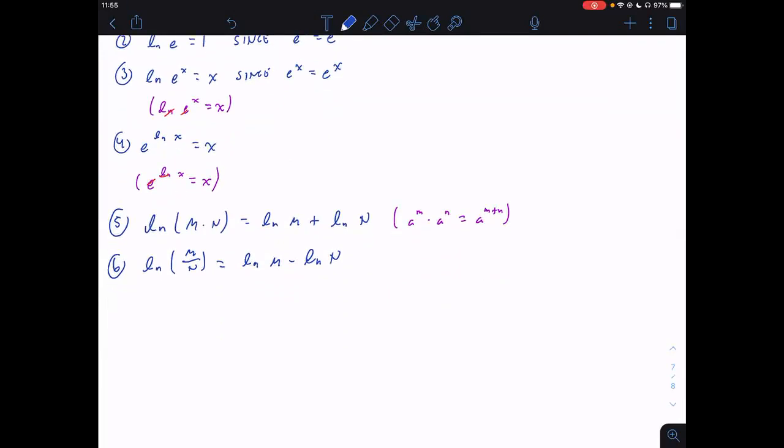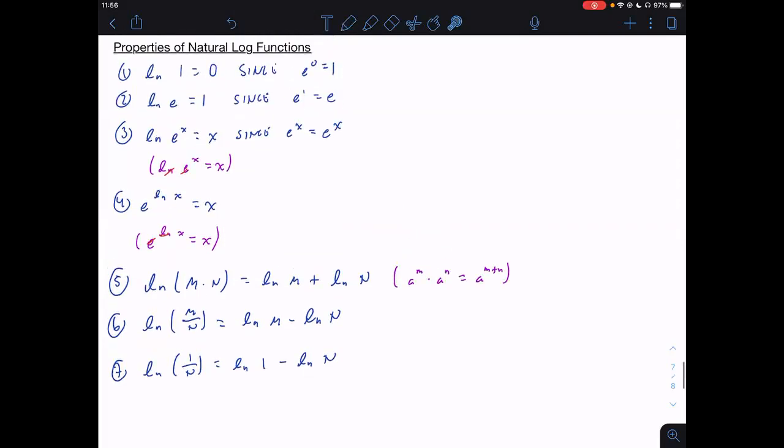Now, what about, say, the natural log of 1 divided by big N? Well, let's use the previous property, number 6, and separate these two. So this will be the natural log of 1 minus the natural log of N. But as we saw earlier, what's the natural log of 1? Just 0. So this will equal 0 minus the natural log of N. Or in other words, the natural log of 1 over N equals the negative natural log of N.